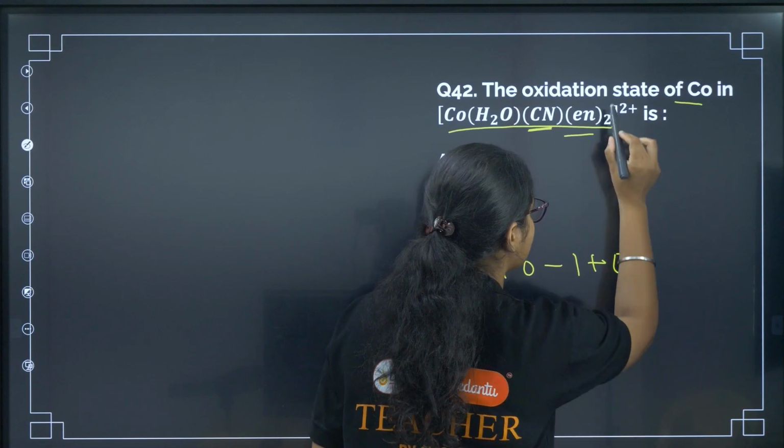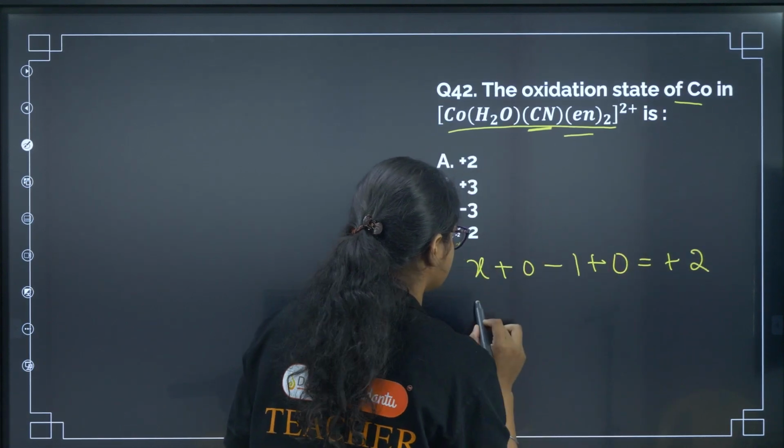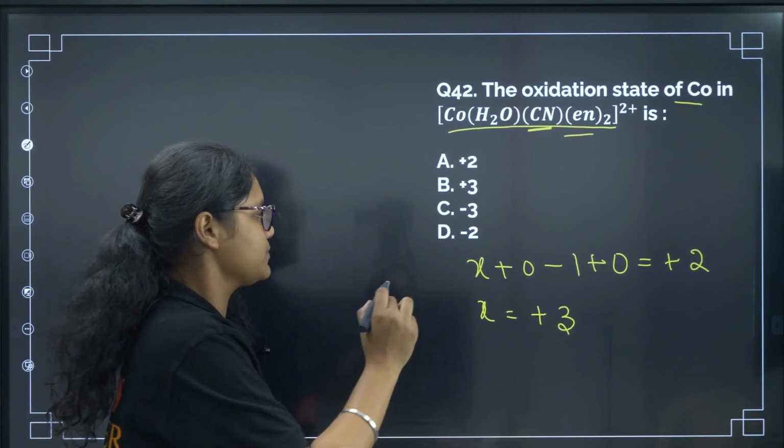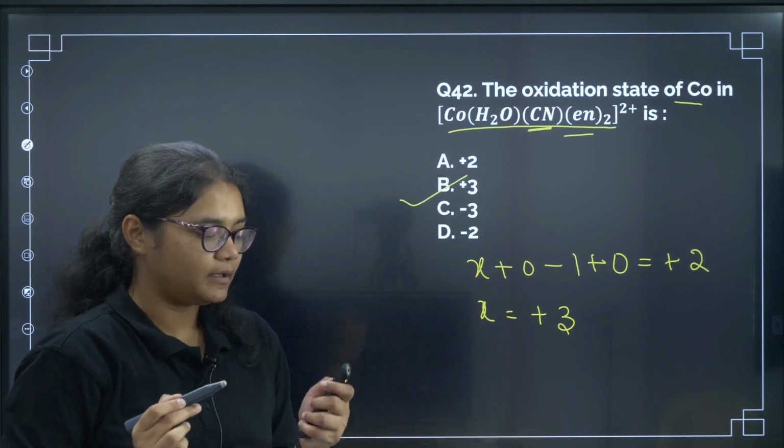That is equal to the total charge of the complex, plus 2. So X is equal to plus 3, right? So the charge of cobalt is plus 3. The correct answer for this will be option number B.